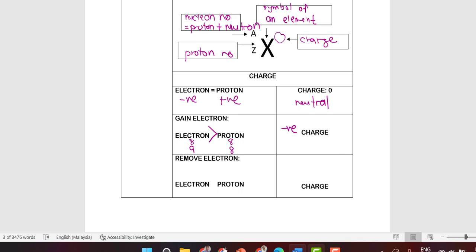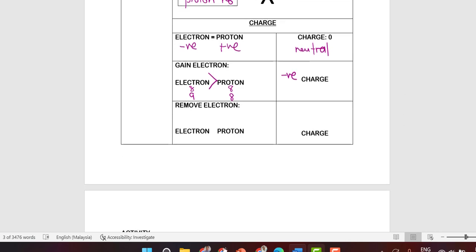Okay, but bear in mind, proton number will never ever increase or decrease. So proton tak boleh berubah. Yang berubah hanyalah elektron, whether it's gain or whether it's donated.